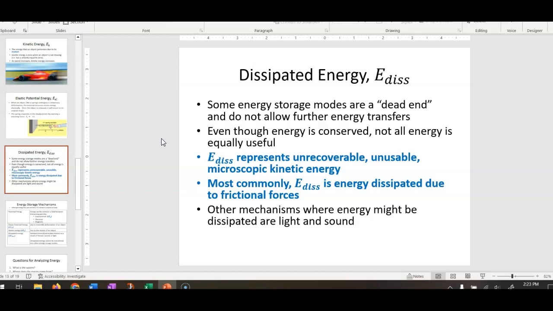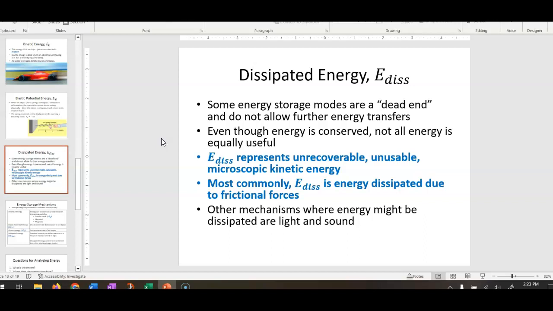The reason I'm saying microscopic is because, think about when you rub your hands together really fast. You can feel them heating up because of the friction between your palms. That heat that you're feeling causes the atoms and molecules on the surface of your hands to move, to vibrate faster. Okay? And so it's a kinetic energy, but it's at a microscopic level. And it's not really useful for making something move or lifting something up.